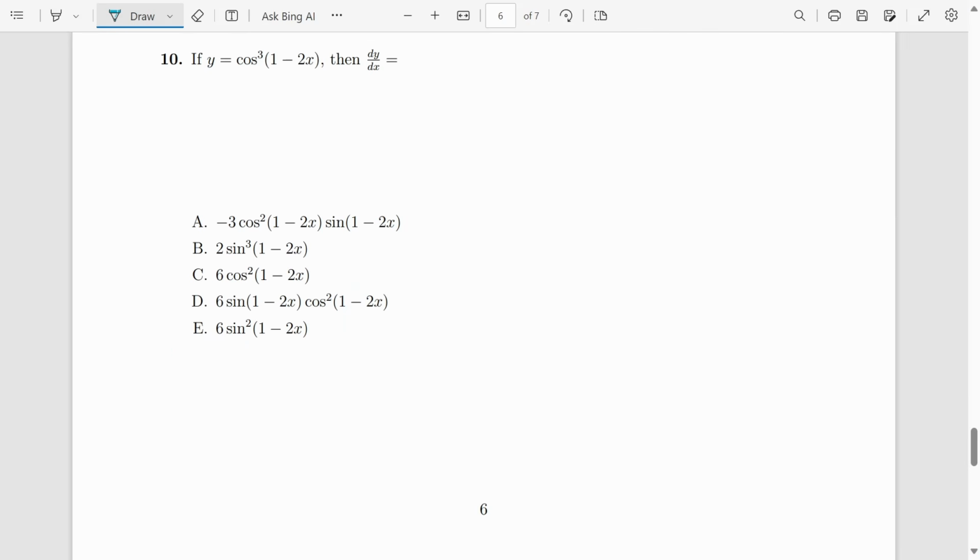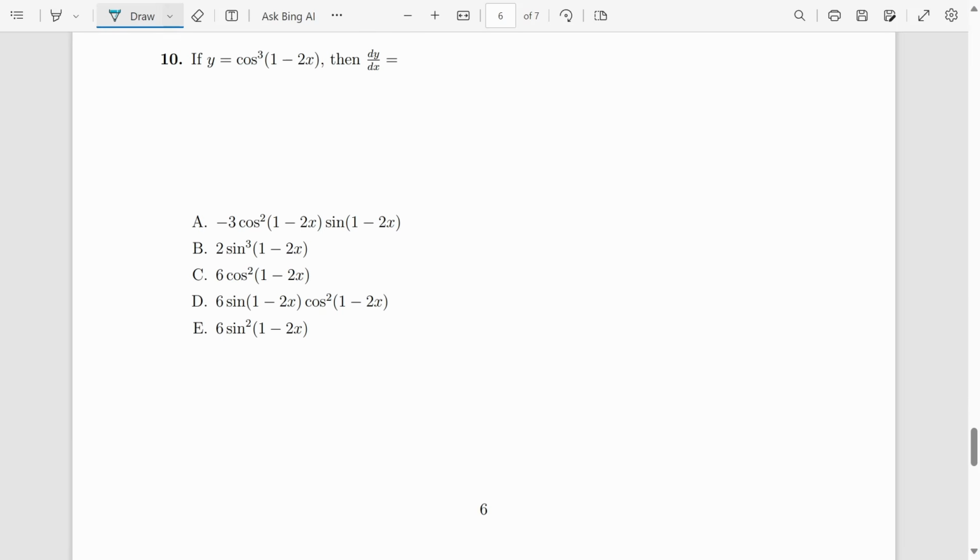Question 10, another derivative one, just phrased a little differently using a dy over dx instead of an f prime of x, but in the context of this problem, they mean the same thing. So the derivative of cosine cubed of the quantity 1 minus 2x, taking its derivative will give us our answer.